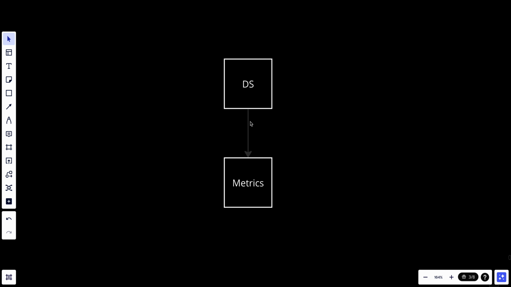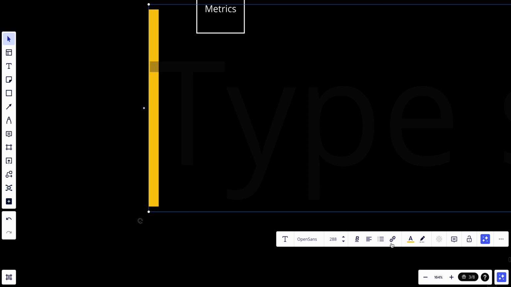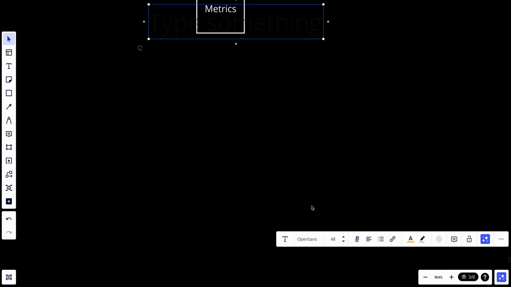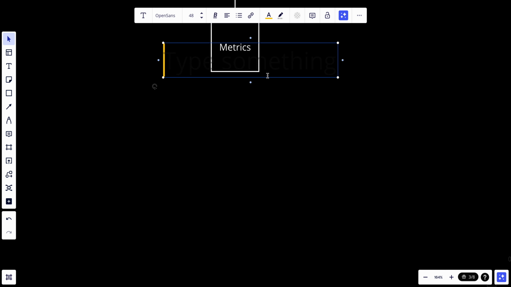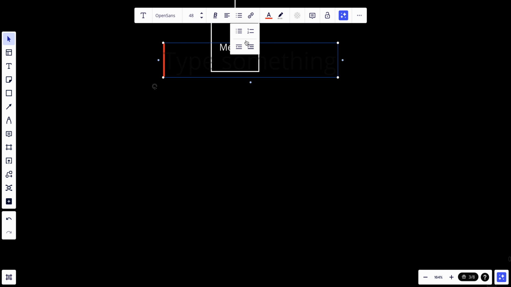Metrics, as we said, are just quantitative data points or measurements that provide insights into various aspects of the system's performance, behavior, and resource utilization. So what do we get from knowing this information about our system? The first thing that we get, we would call performance monitoring.